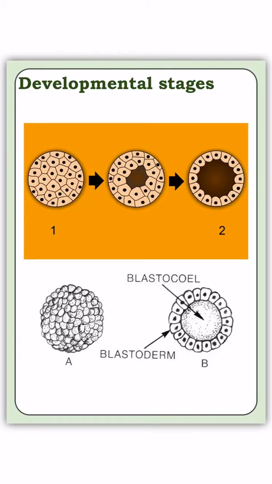Animals go through embryonic or developmental stages. These stages include the formation of a blastula and gastrulation. Blastula is a hollow sphere of cells.